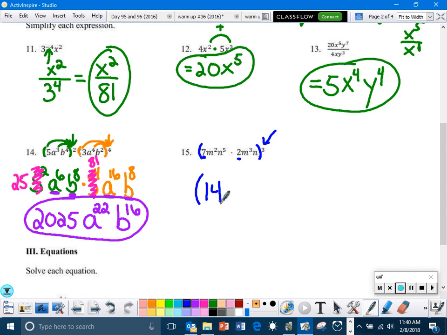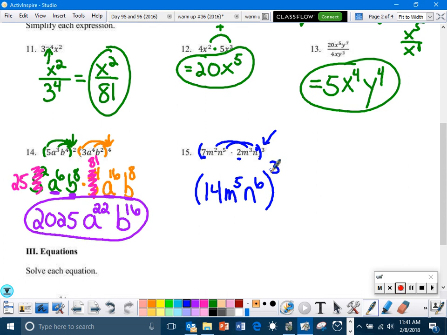Then we're going to take m squared and the m cubed. That's where we add them together. So that's m to the 5th. n to the 5th and n, that's n to the 1st. So 5 plus 1 is 6, so that's n to the 6th. Okay, close it, and then we've got that exponent of 3.